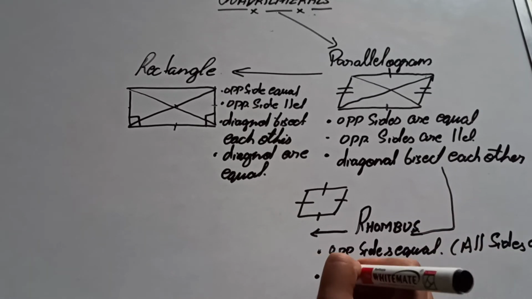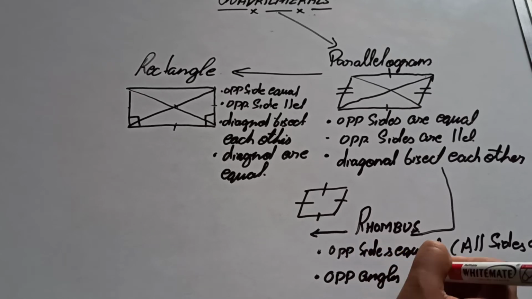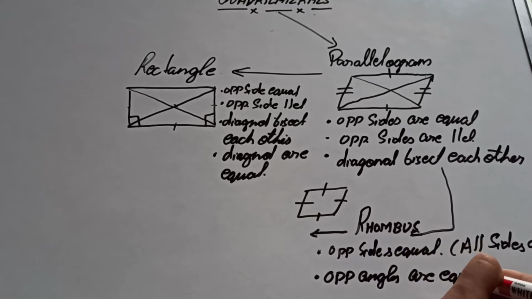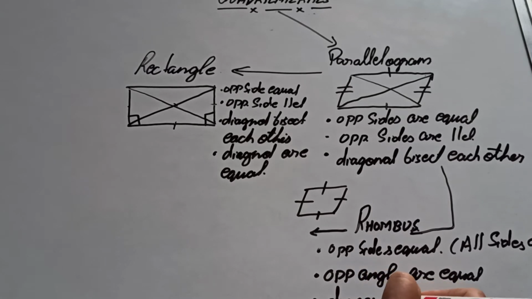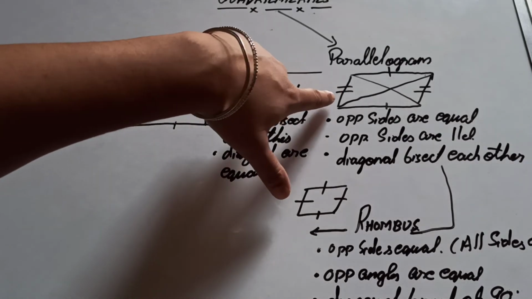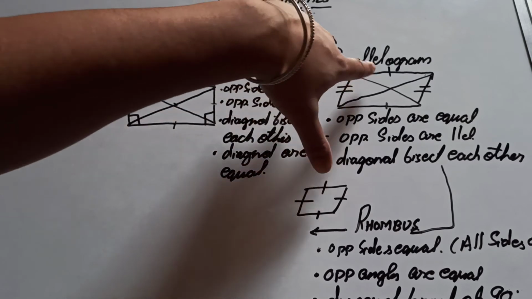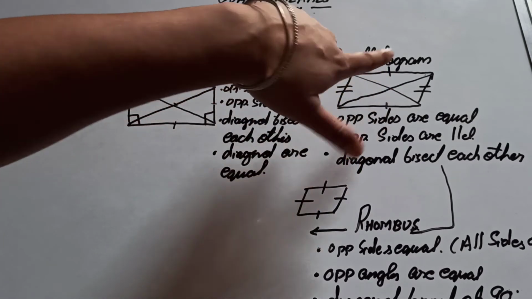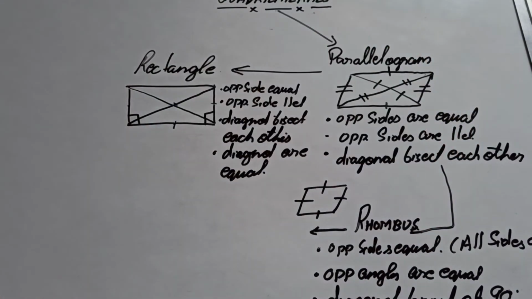In a rhombus, the opposite angles are also equal. The diagonals of a rhombus bisect each other at 90 degrees. This is the difference. So let's recall the properties. Here the opposite sides are equal, opposite angles are equal, opposite sides are parallel, and the diagonals bisect each other. Bisect means dividing each other into two equal parts. This portion is equal to this portion, and this portion is equal to this portion.